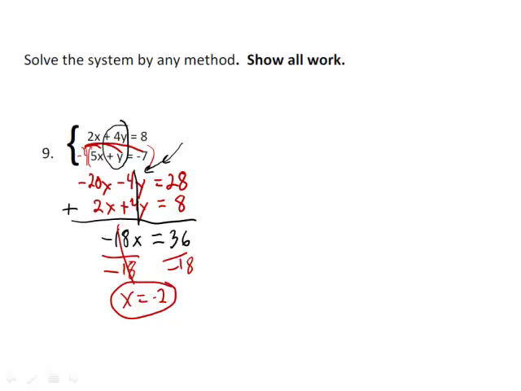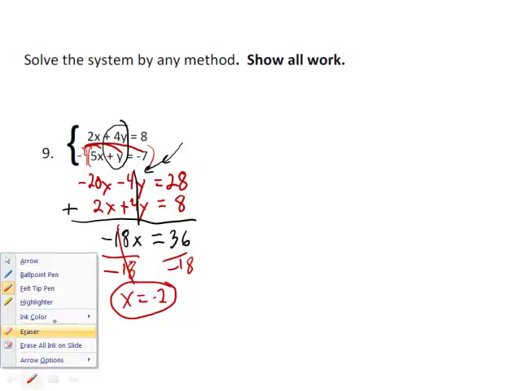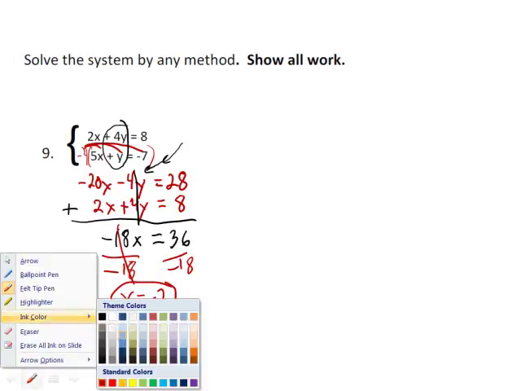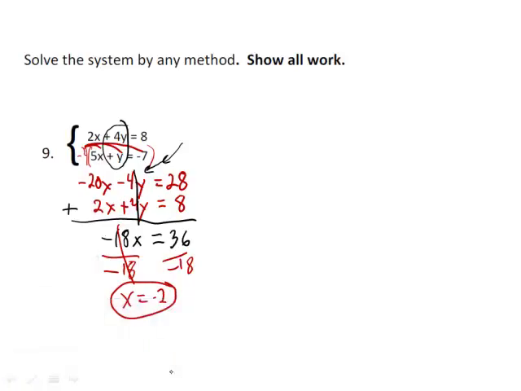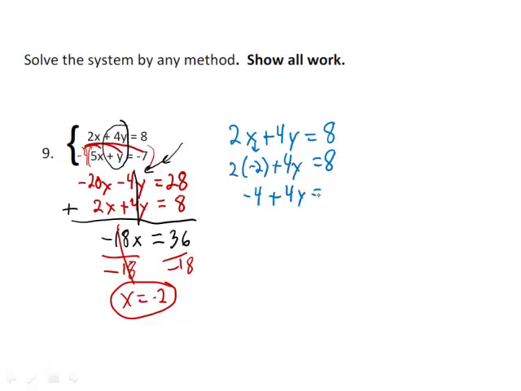So now I'm going to go up into that top equation and I'm going to find the second variable. I could use either the top or the bottom one. I've been choosing the top one so far today. Just seems a little cleaner to do that. So negative 2 for x. So in place of x, I'm going to put negative 2 right here. And then plus 4y equals 8. 2 times negative 2 is negative 4 plus 4y equals 8.